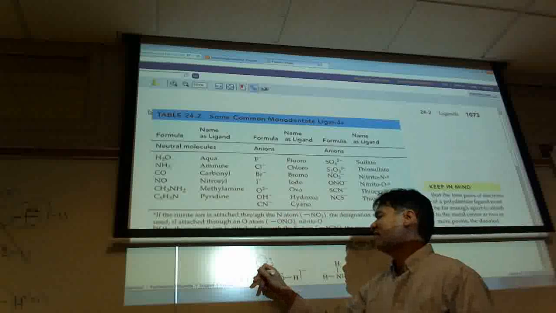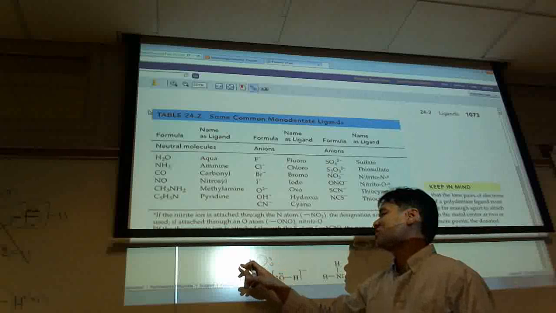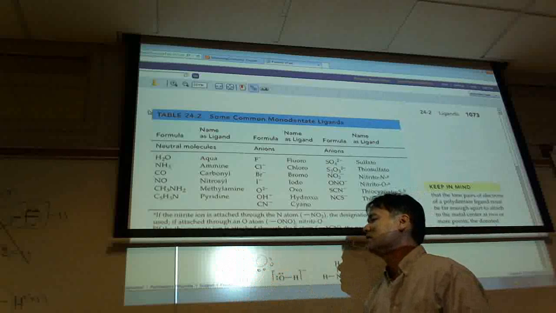So we had 11. We want to complete the octet to oxygen and try to complete the octet to nitrogen. So this is what we end up with.